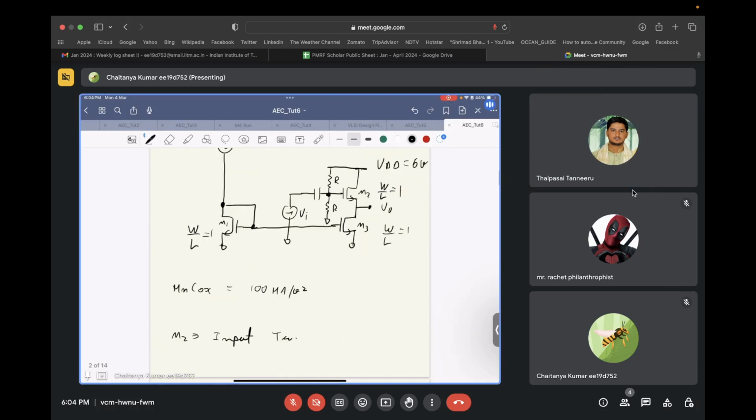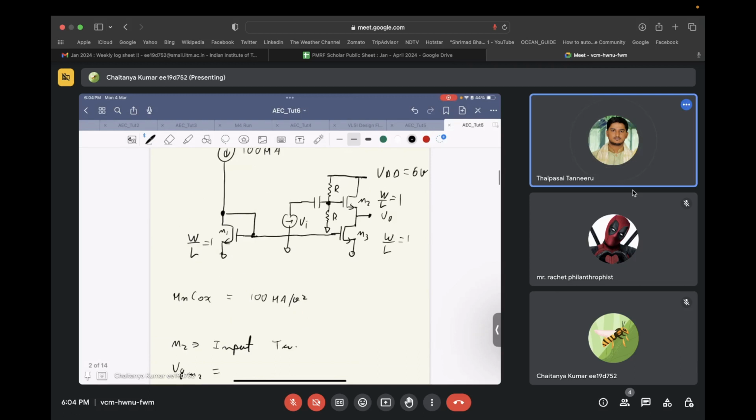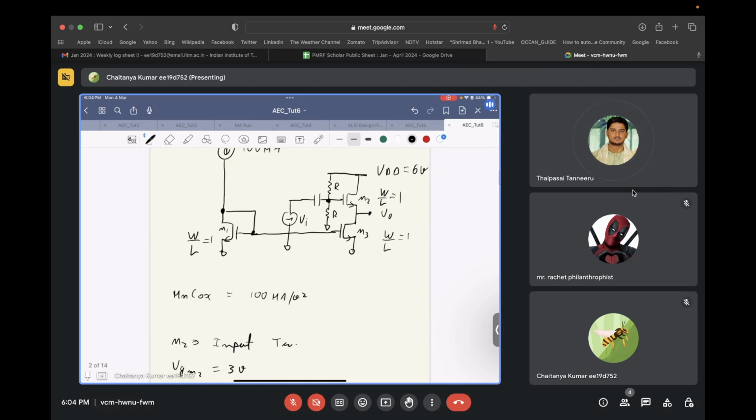Now, what is VG of M2? VI, sir. Small VI. No, no, in DC, what is VG of M2? Six. It would be three, sir. 3 volts, correct? So VG of M2 is 3 volts. Now, let's say VTH of this is 0.5 volts.